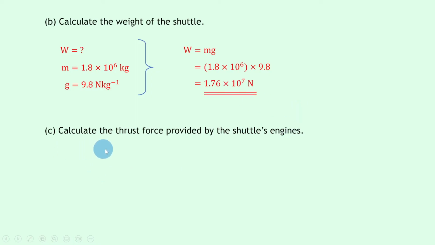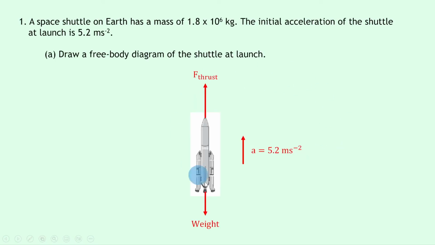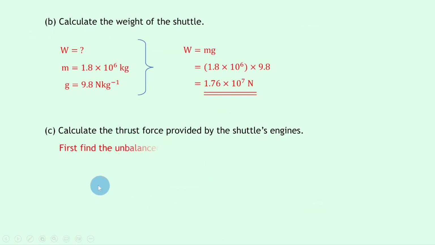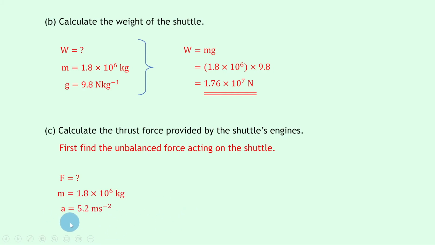Lastly, part C says to calculate the thrust force provided by the shuttle's engines. Well, if we look back at our free body diagram, we want to calculate the thrust force here, and we've just worked out the weight downwards. So to find the thrust force, what we want to do is first find the unbalanced force acting on the shuttle, and we can use Newton's second law to do this. So we're trying to find F, the unbalanced force. The mass M is 1.8 times 10 to the 6 kilograms from the question, and the acceleration A was given in the question as 5.2 meters per second squared.